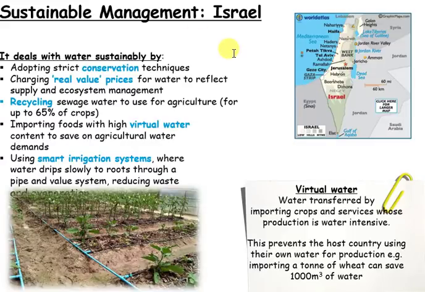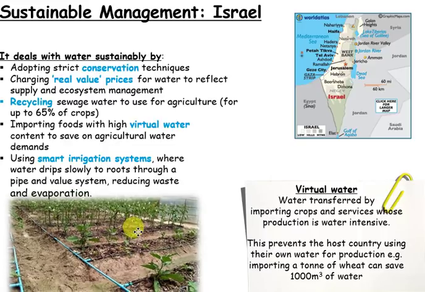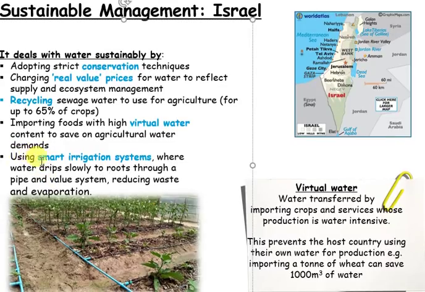Right, so Israel. What are they doing? Well, first thing, drip irrigation. All right. What is it? You can say it's drip irrigation, a smart irrigation system. It's where water drips slowly to roots, plant roots, through a pipe system, reducing waste and evaporation.